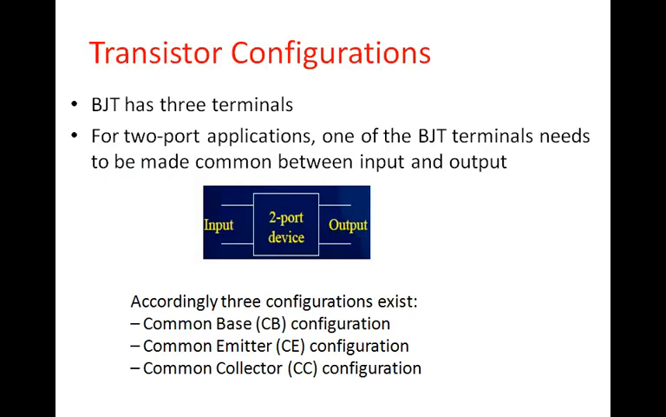Come to transistor configuration. I already told the BJT has three terminals: emitter, base, collector. For two port applications, one of the terminals should be common between the input and output. Because of that, three configurations are there: common base configuration, common emitter configuration, common collector configuration.